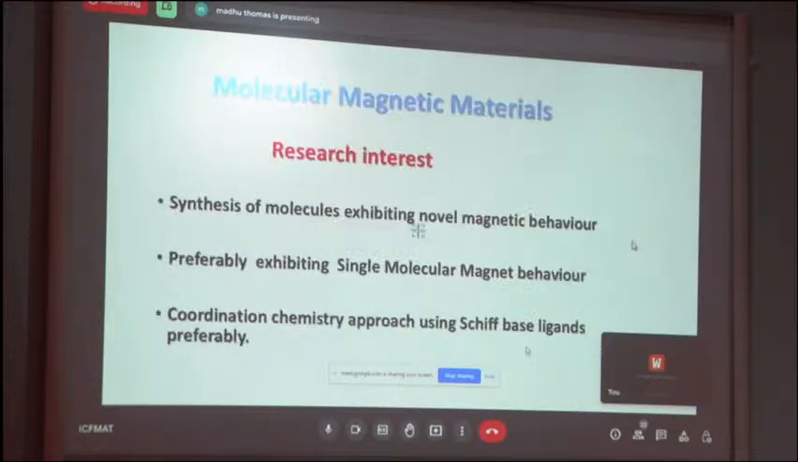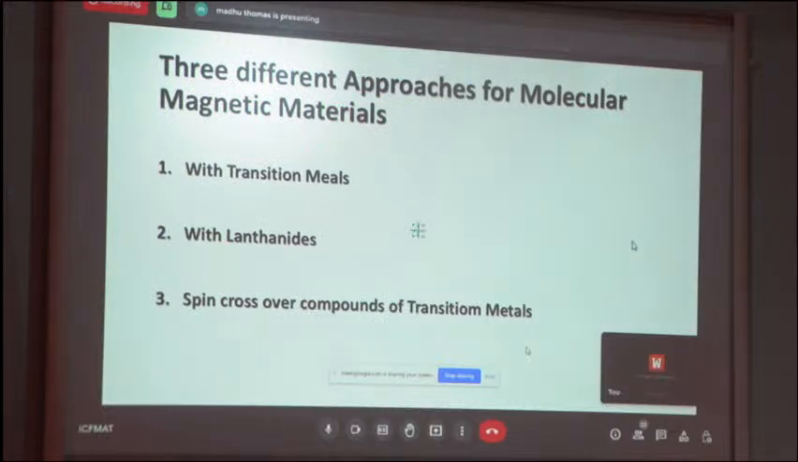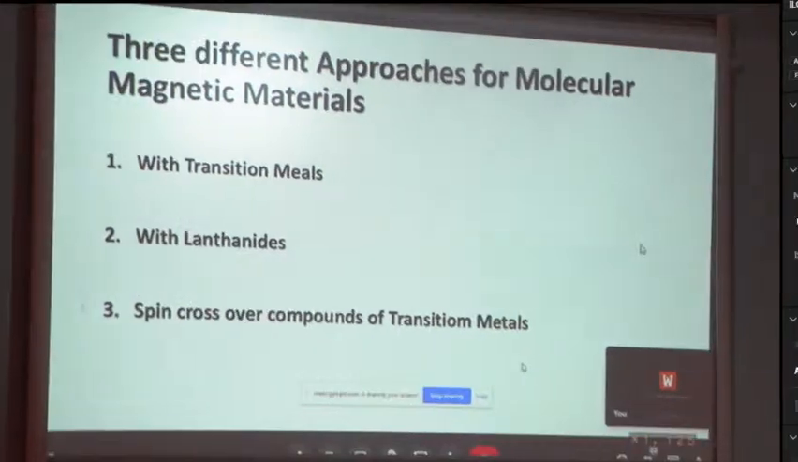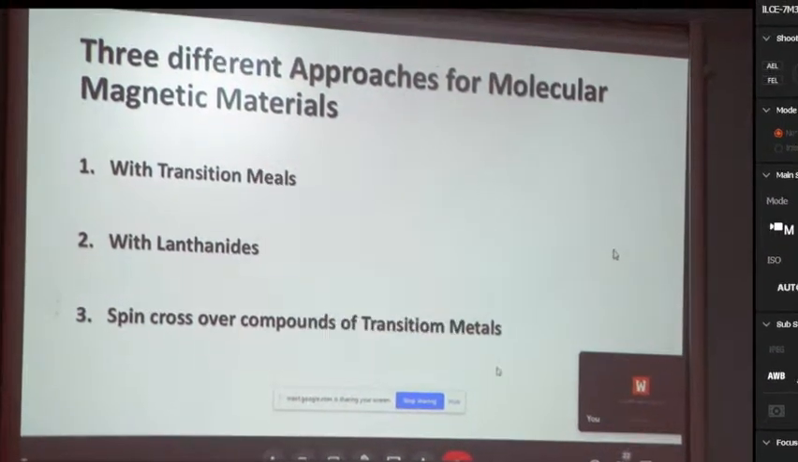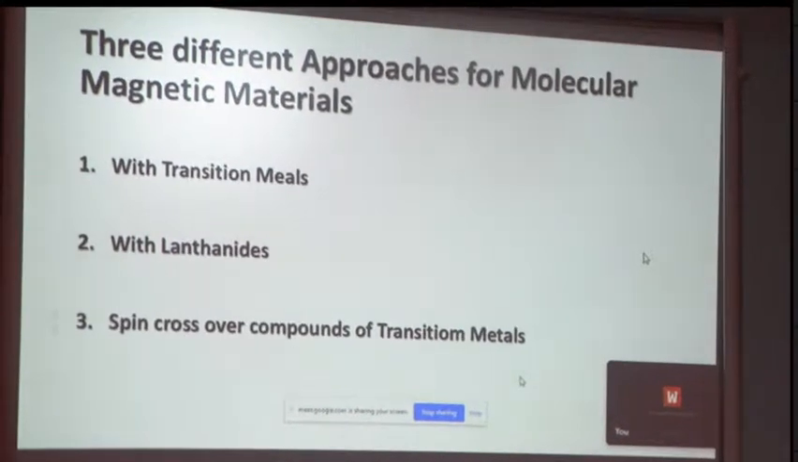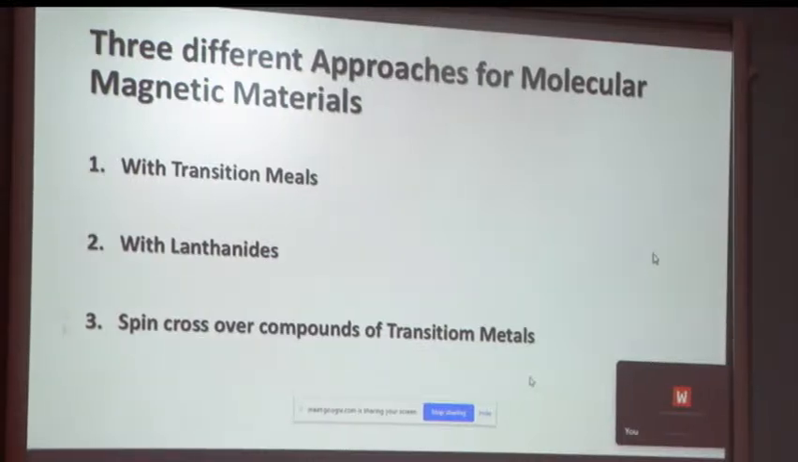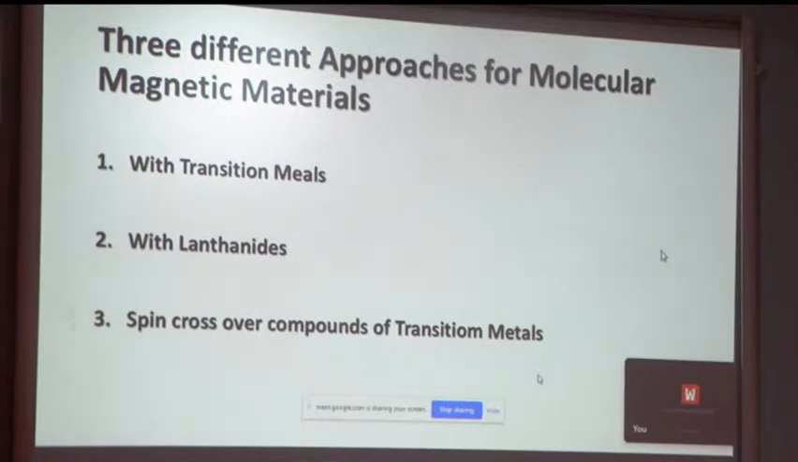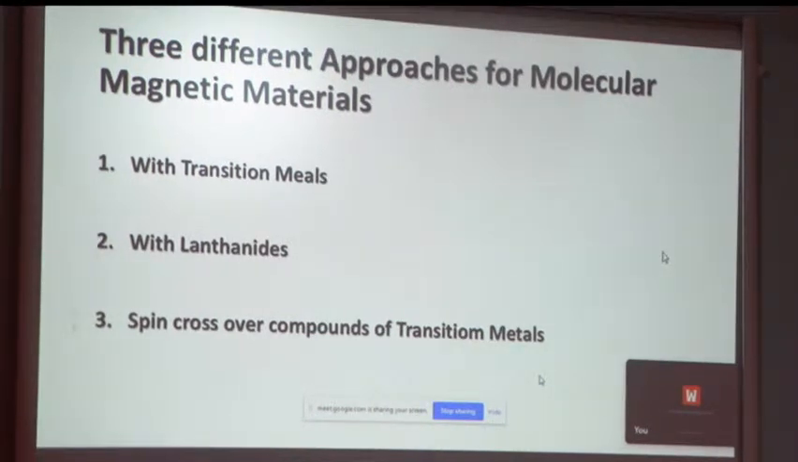Actually, I am basically a coordination chemist, and I have a coordination chemistry approach to make these molecular magnetic materials. And we have 3 different ways to get molecular magnetic materials. One is by transition metals. Later I started using lanthanides because they have electron-rich f orbitals. And another very easy way I approach is spin crossover compounds of transition metals, especially with iron(II).